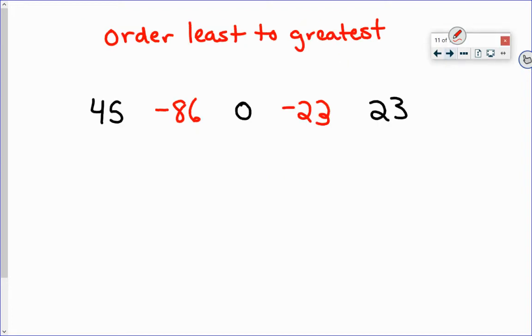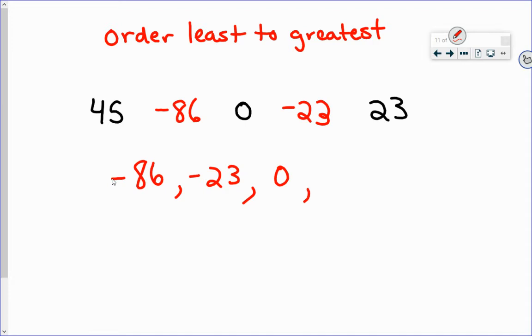All right. How about these, least to greatest? Again, no number line. So least would mean negative numbers first. So what is the one furthest away from 0? Negative 86. Good. Then negative 23. Now we're done with the negatives. We'll come next to 0. 0 is in between the negatives and the positives.